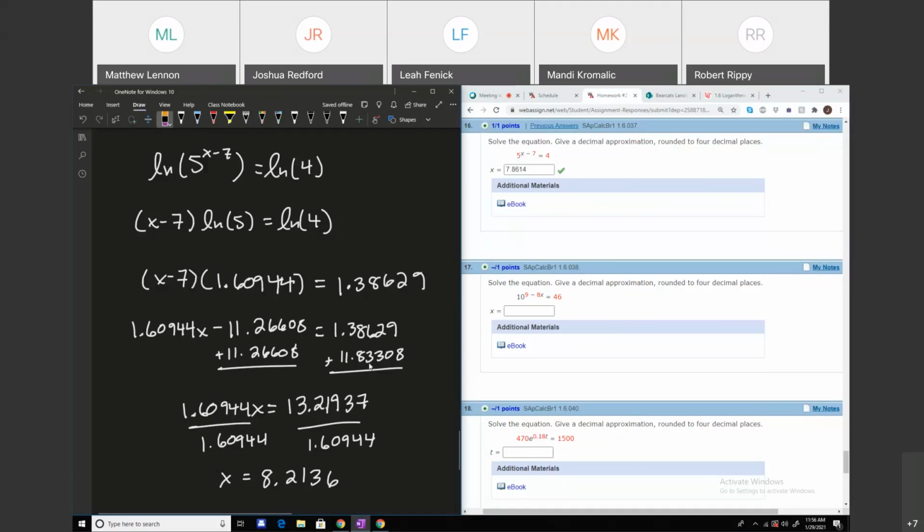Sorry about that. Again, that's another frustrating thing when you're working with things that are so precise by hand. It can really cause some problems. You touch one button incorrectly and it messes up the whole answer. So when you add these two together, you get 12.65237. And then when you divide by 1.60944, you get 7.8614.